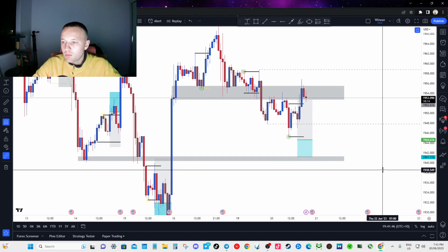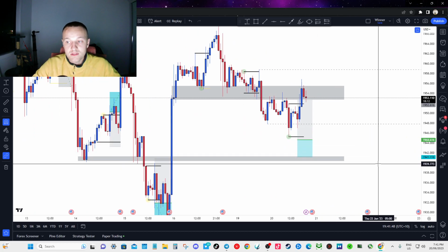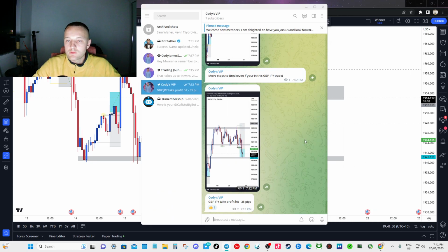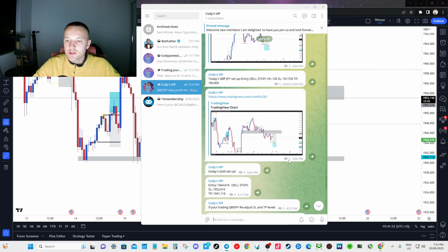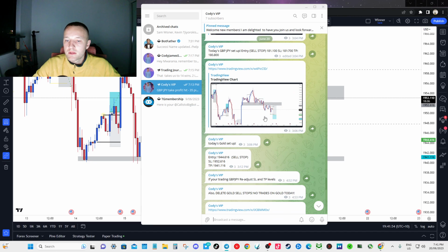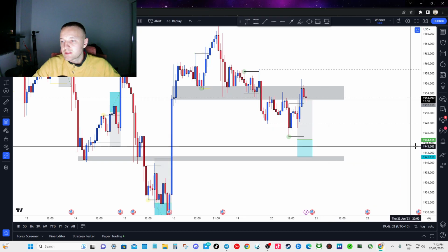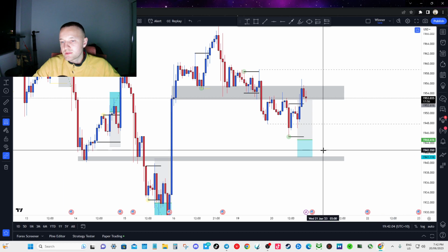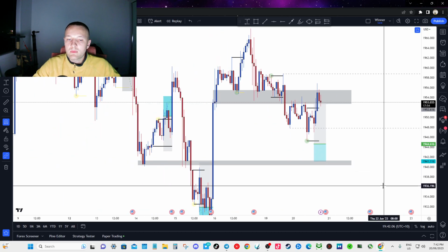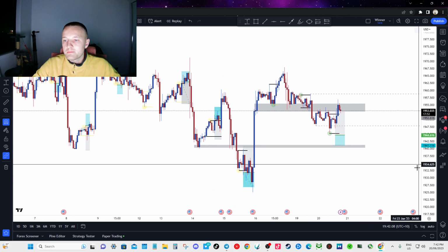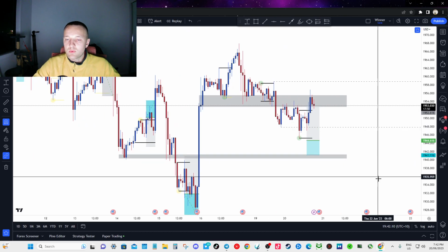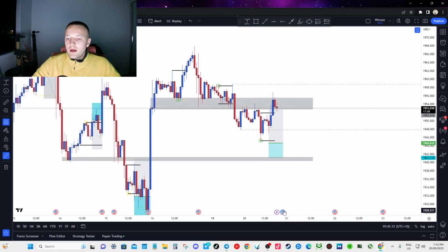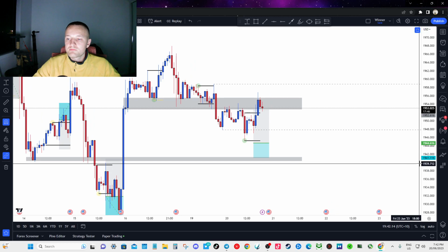My sell stop was at 1944616, and that was also posted in the Telegram, as I showed you before right here. So entry 1944616, as you can see right here. That's my entry. I was looking for around 35 pips, just a quick in and out on gold. So that didn't happen. That's fine.